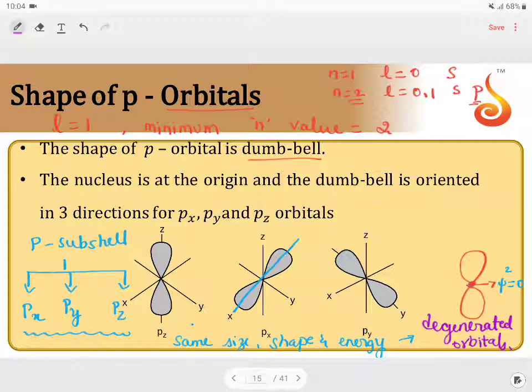And also they differ only in the way the lobes are rotated. Is it rotated along x-axis or y-axis or z-axis? Only in that way it differs.